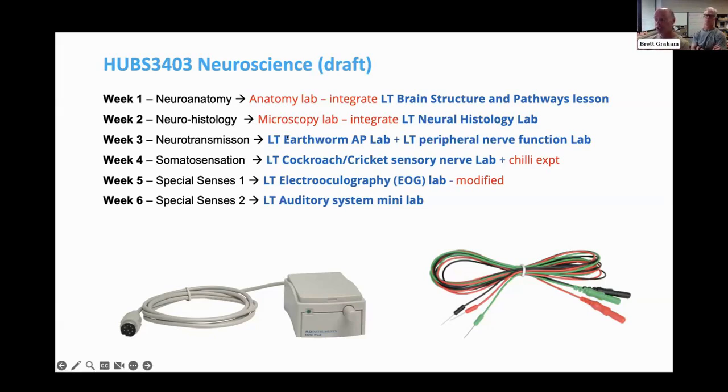So we move from microscopy into some electrophysiology, neurotransmission and synaptic transmission in week 3. And so I've piloted and used the earthworm action potential prac a number of times over the last 3 months or so, and that seems reasonably robust. So our proposal is to do that again, invertebrate, so that steers us away from any ethics that we need to tick off. We still have some safety that we've got to cover off, but we're going to use the existing lesson.